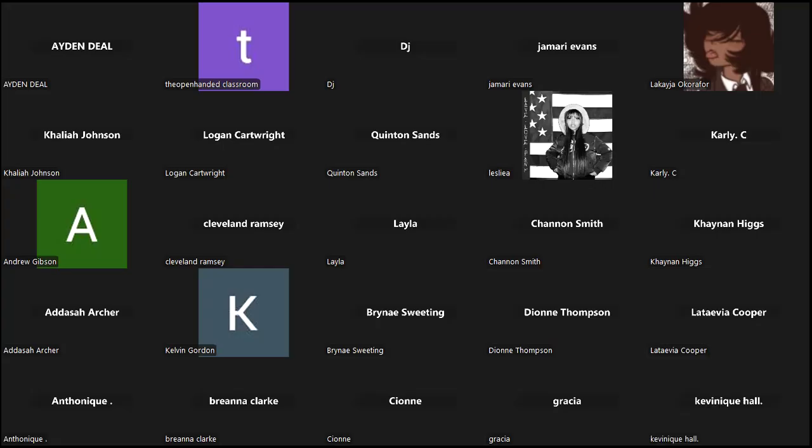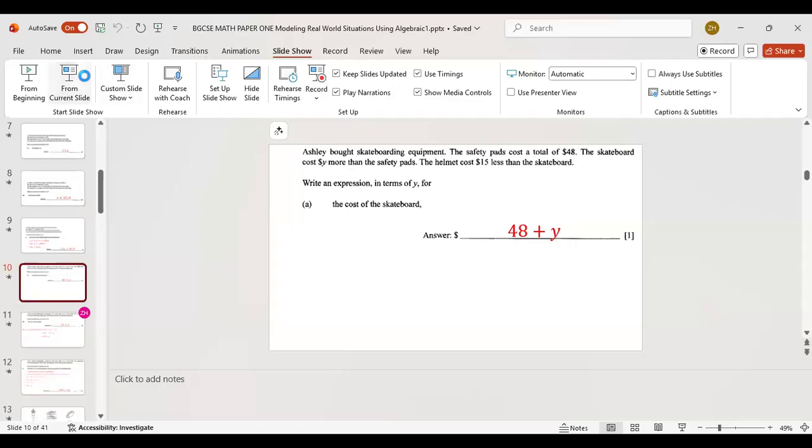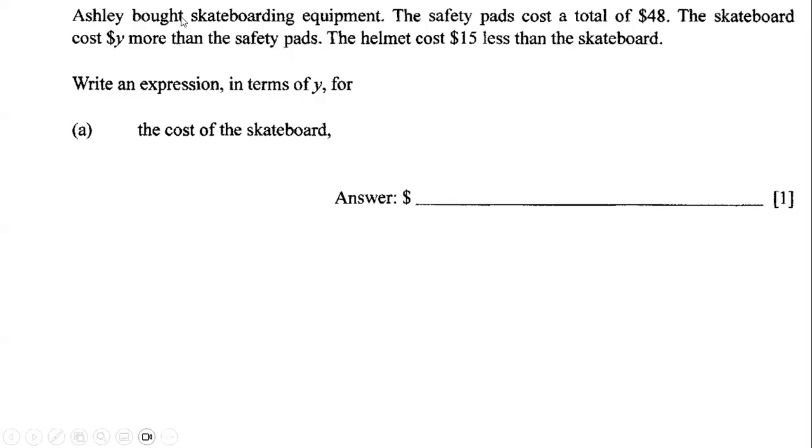Okay, so for this one, it says they want the cost of the skateboard, right? The cost of the skateboard is going to be 48 plus y. Why is it 48 plus y? Because the cost of the skateboard is y more than the safety pads. So if the safety pads is $48, then the skateboard is y more than that. So it's going to be 48 plus y. That's how we get that, all right? So that's the answer for the first one.